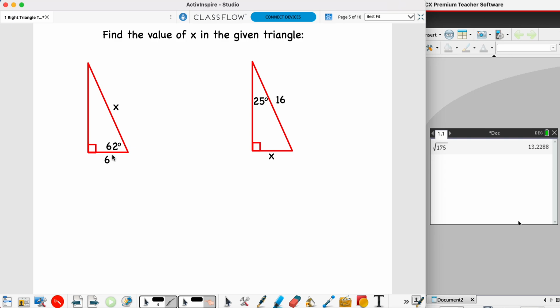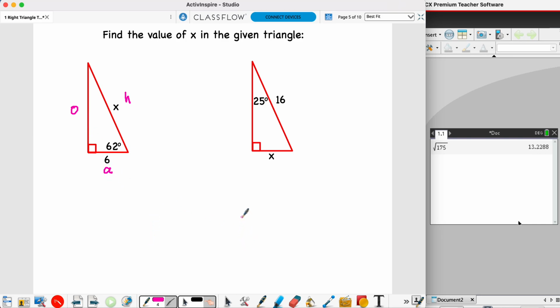So take this problem here. This angle is 62 degrees. That's 6. We want to find what x is. We can't use the Pythagorean Theorem, so we have to use trig. So how we're going to do this is we're going to take our angle, and then I like to label our sides. So from 62, my hypotenuse is here, my opposite side is here, and my adjacent side is here.